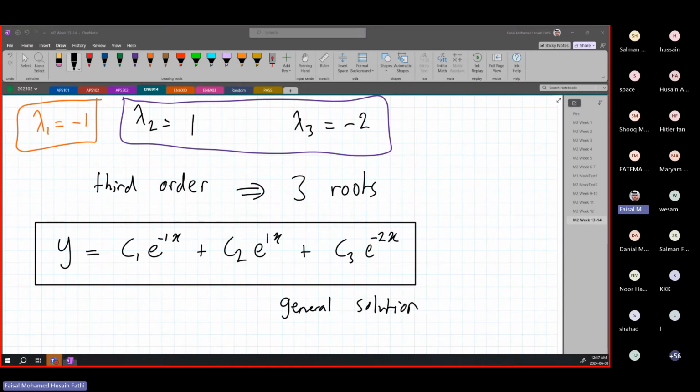Any questions? Is this clear? I will be solving one more where you have a mix of solutions, so you see how it will look like, and it's going to be fourth order as well, so you know what you have to do.